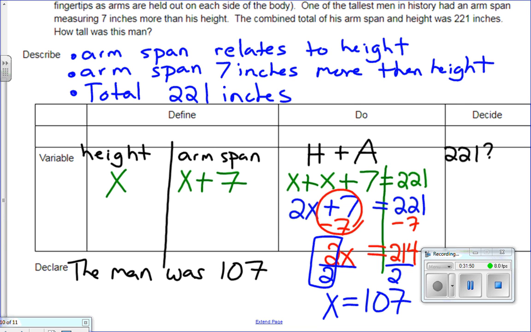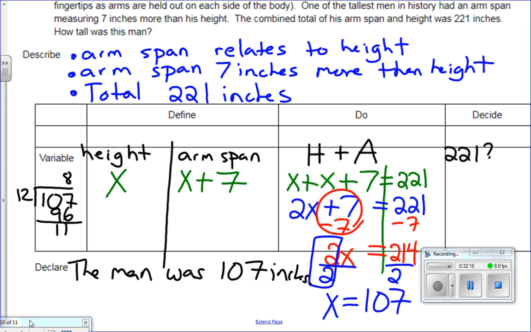So 107 inches. Okay, so what if I wanted to change that 107 inches into feet? How would I change it into feet? I can divide it by 12. So 107 divided by 12 goes in 8 times. I get 96 with 11 left over. That means he's 8 feet, 11 inches tall. So he's 1 inch away from being 9 feet.